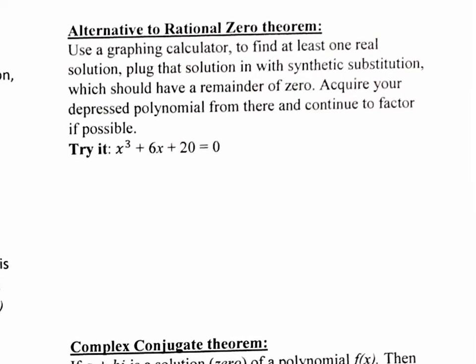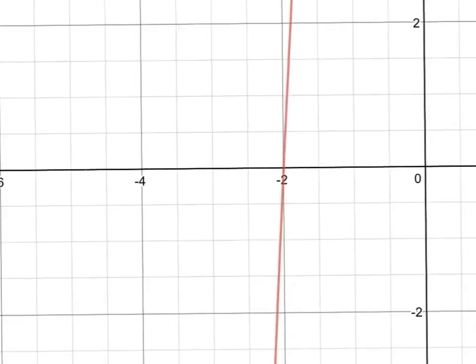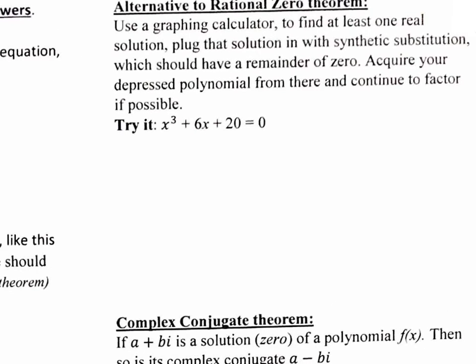Alternative to the rational zero theorem. What's the alternative? Instead of doing the multiples of the constant over the leading coefficient, simply graph it on your graphing calculator. So if I type in the function y equals x cubed plus 6x plus 20, I just type this in, and all I need to know is where it crosses the x-axis. As you can see, it crosses where? Negative 2. So with the Desmos app, if they let you use it on the final exam, it's awesome because you know you're going to have x equals negative 2 as an answer just from the app, right?